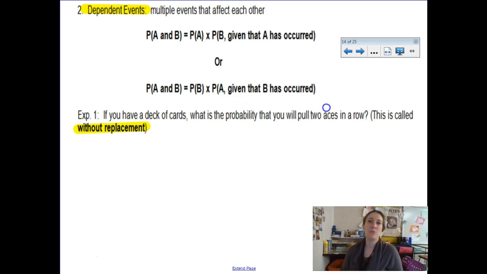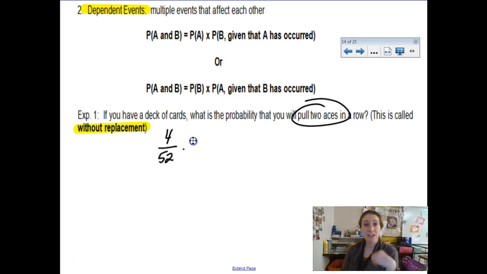What's the probability that you pull 2 aces in a row and we don't replace them? So the first time I reach into the deck, and the probability of me pulling out an ace, there are 4 aces in the deck, right? So 4 out of 52. So I get an ace, I set it to the side. Now I go to reach in again.